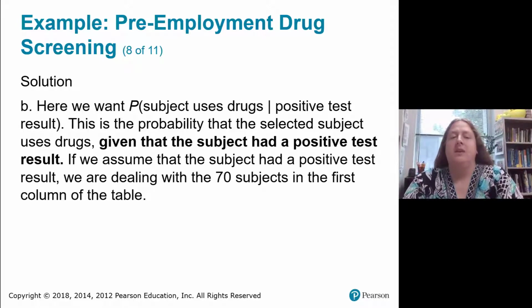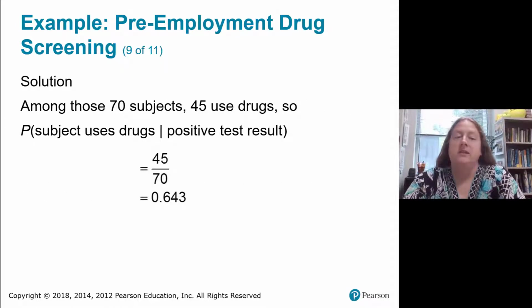So here we have 70 subjects total. That's the 70 subjects who had a positive test result. And we want to find the probability that the subject uses drugs given the positive test result. Well, 45 people used drugs and had a positive test result, and 70 people total had a positive test result. So using our intuitive approach, we get 45 divided by 70, or 0.643.